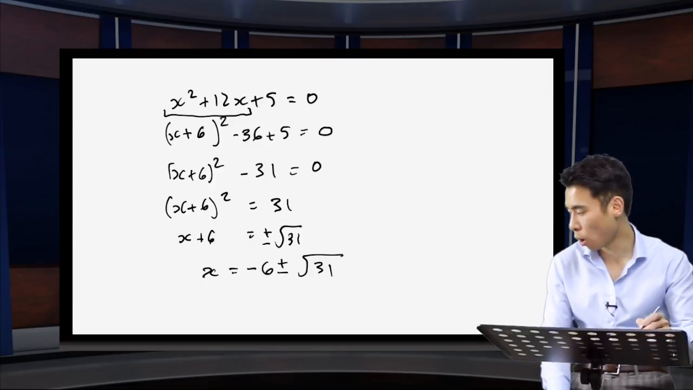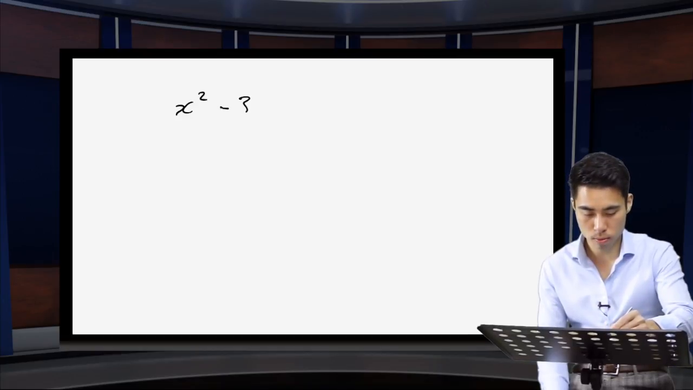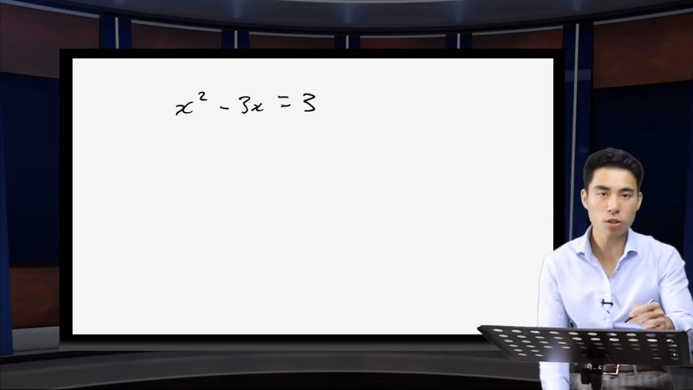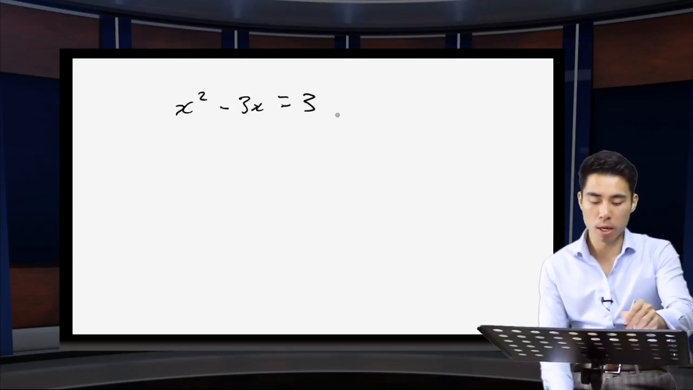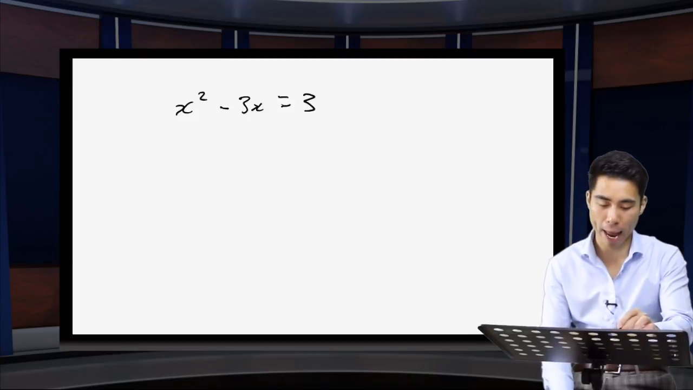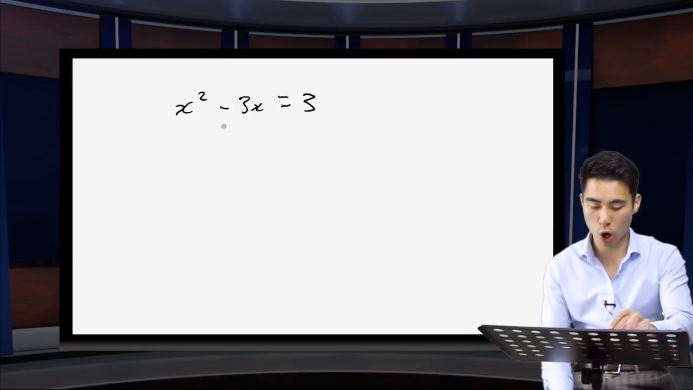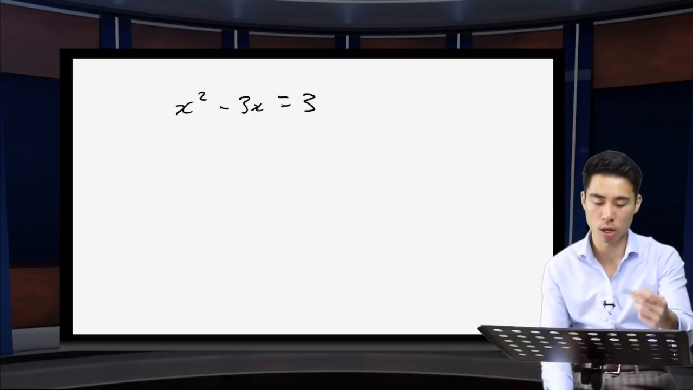Let's take a look at one more example. We're going to have x squared minus 3x equal to positive 3. So you notice here a couple of observations. You're looking at the equation that we're presented with here. Number one, this term here, our coefficient on x, is not even, it's an odd number, which means that when we're completing the square, we're going to have a fractional term inside of our brackets.